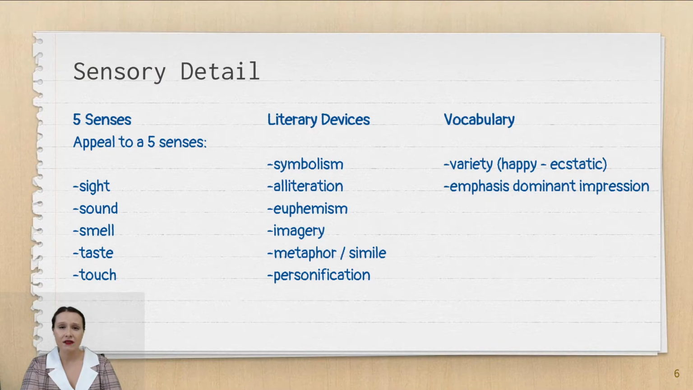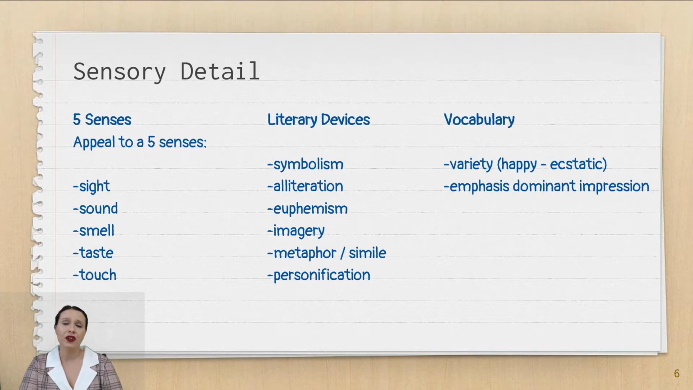Number 2, sensory detail. As mentioned before, descriptive writing should appeal to all 5 senses, so that's including sight, sound, smell, taste, and touch. Secondly, we should be using a lot of literary devices, whether it is symbolism, alliteration, euphemisms, imagery, metaphors or similes, or personification. Try to include as many of these literary devices as possible in your writing.